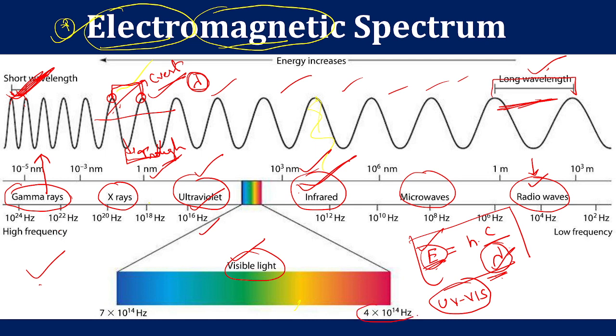See here, 4 into 10 power 14 Hz and 7 into 10 power 14 Hz. That means if you convert this frequency into nanometers, you will get 400 to 700 nanometers. That is the visible region. So more than the visible region you will get IR, and less than the visible region you will get ultraviolet.